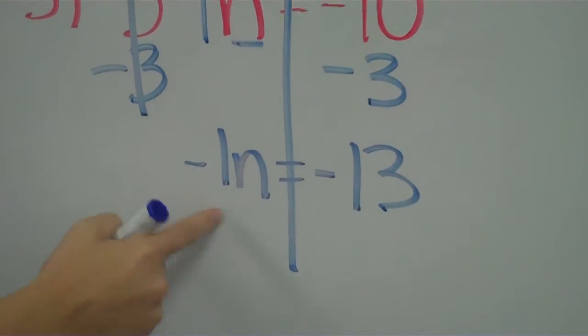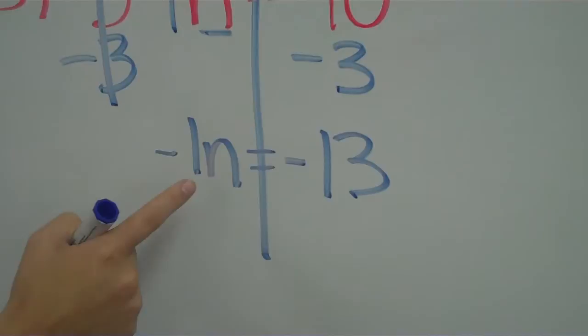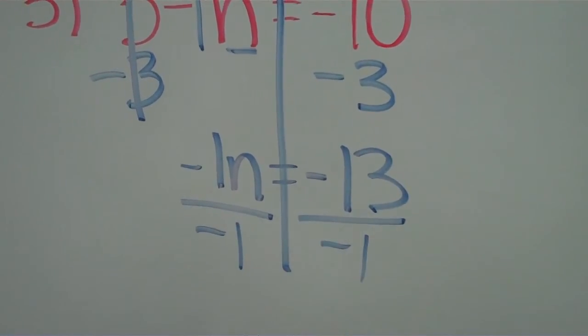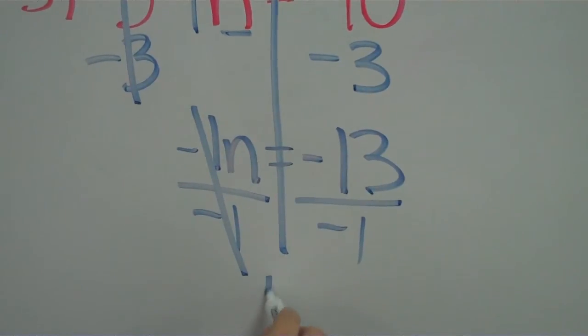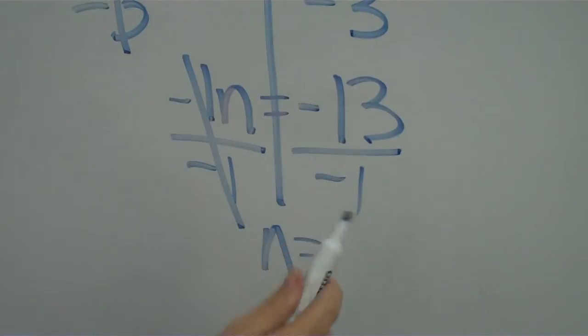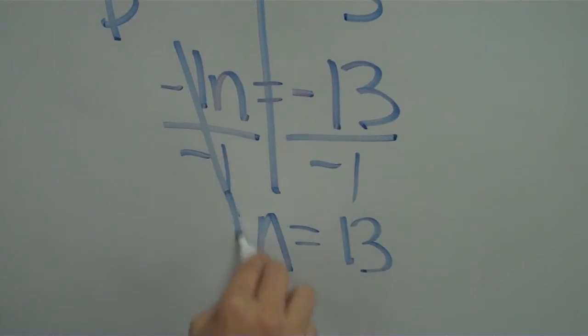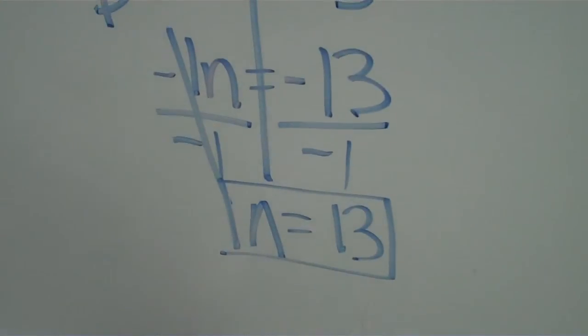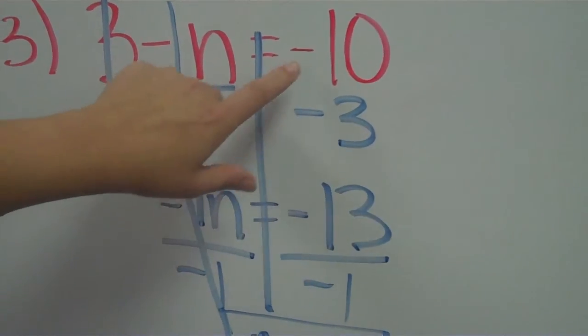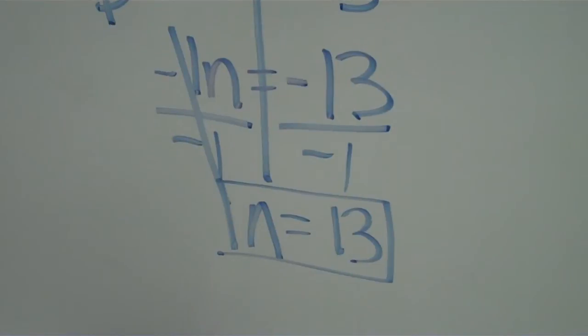All right? Then best friend has to go home. The opposite of multiplying by negative 1 is dividing by negative 1. Those go away. N equals negative 13 divided by negative 1 is a positive 13. And that is your answer. And you can try in the calculator. 3 minus 13 will get you negative 10. All right, let's do one more.